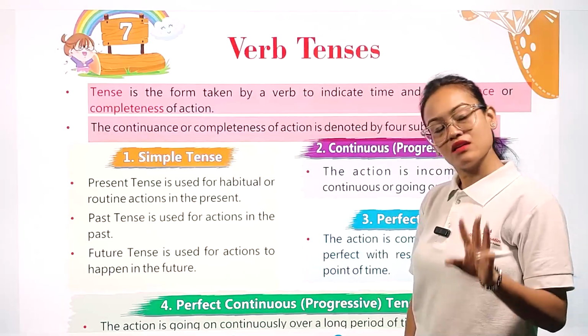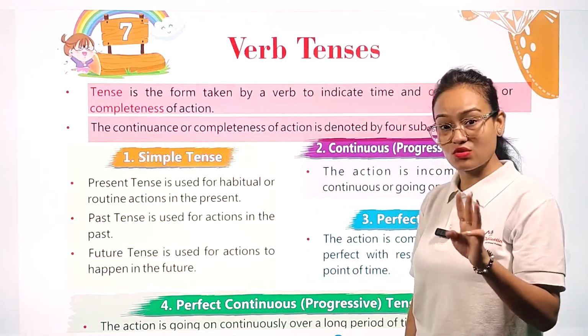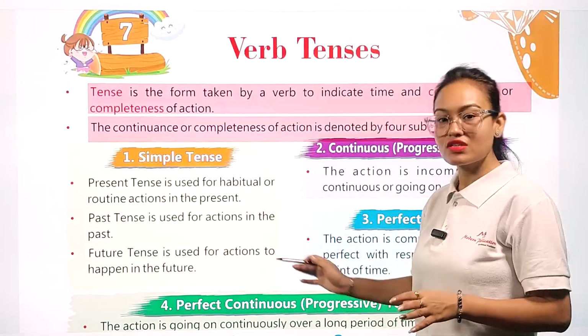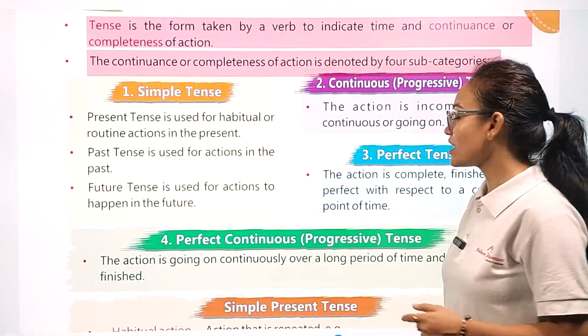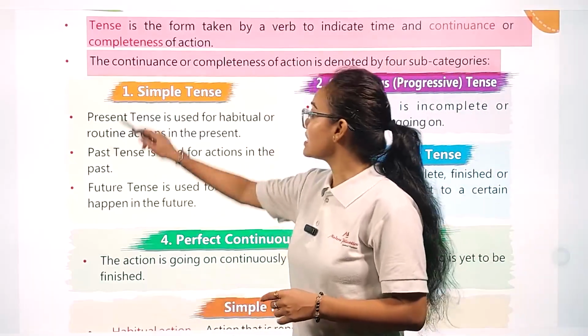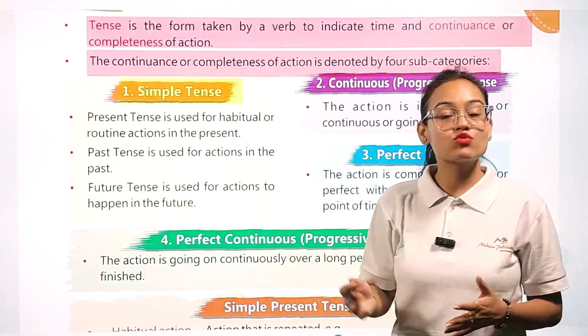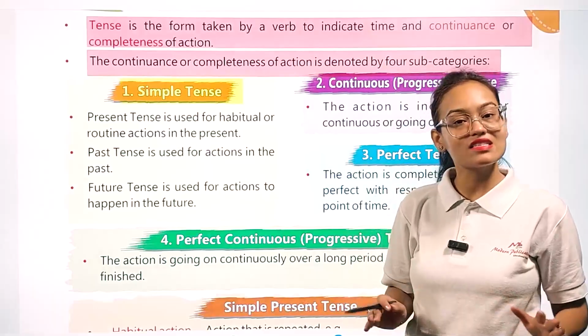Mainly it is divided into 3 parts, but further they are divided into many other parts. So the first part is simple tense. What is the meaning of simple tense? As the name already suggests, here the tense which is used is already in its simpler form.